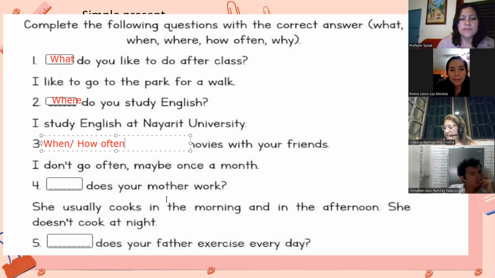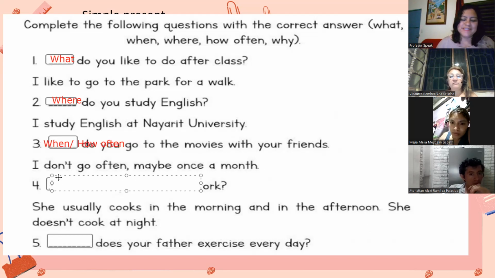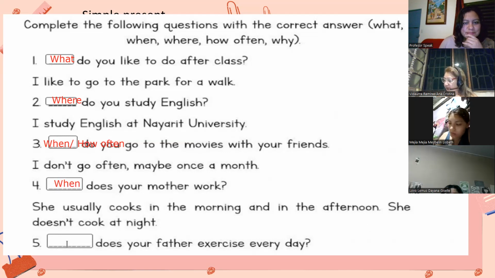When does your mother work? Works in the morning and in the afternoon she doesn't cook. When. Pero sí, el when, tiempo. And number 5.